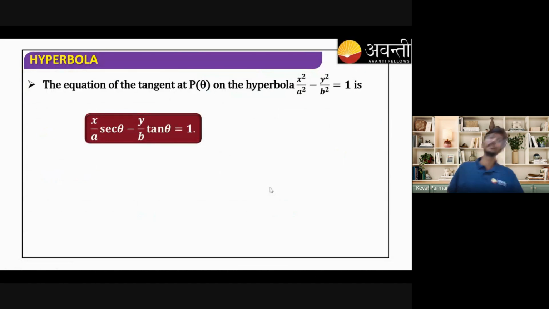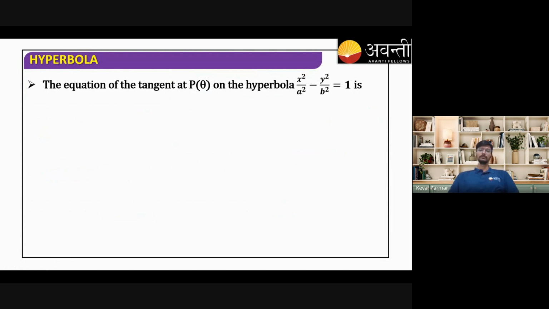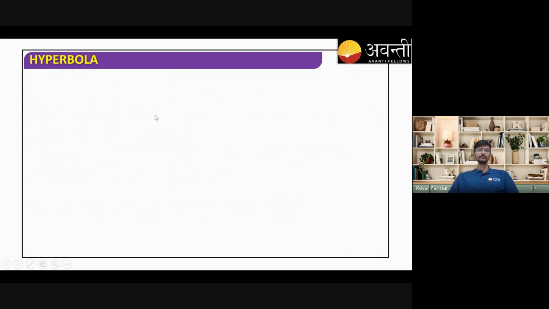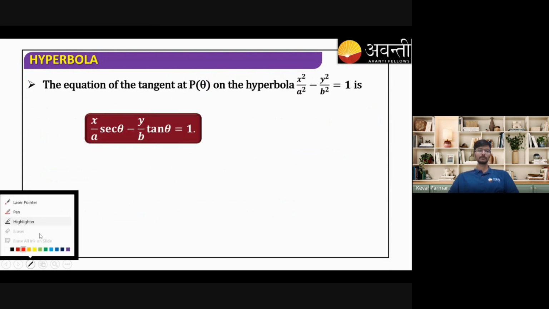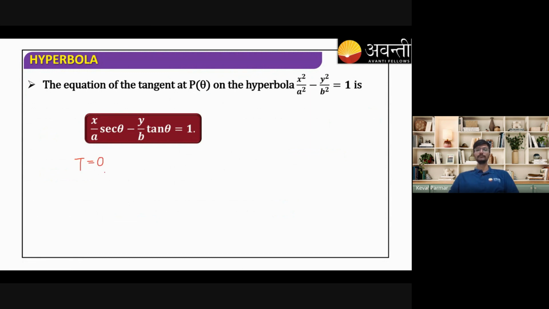Next is the equation of tangent. It's very simple, guys. What is the equation of tangent? It is t equals to 0. How to get t equals to 0? Replace x square by x x1, y square by y y1, one by one.